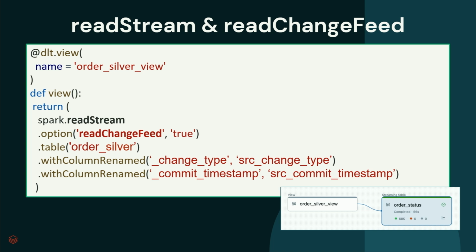I want to capture the change type and the commit timestamp into my order status table so I can see what those look like when they came through the data. I don't want to persist them with the names underscore change type and underscore commit timestamp, because those columns are reserved specifically for Delta Lake change data capture. So I simply rename them and I can capture the data into my target table.